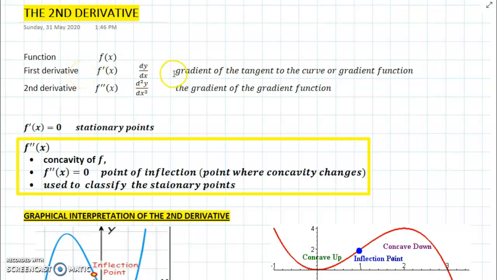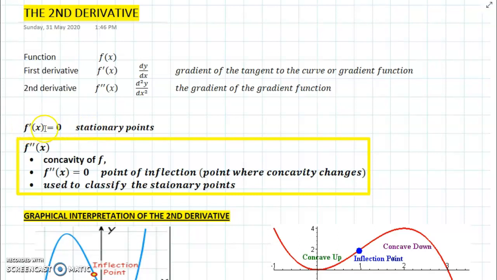It tells me about the gradient of the tangent to the curve, or we call it the gradient function. The second derivative is really the derivative of the derivative. So you can see there's the double dash over there, f double prime x, and we write d squared y over dx squared. That's just the notation that is used for the second derivative. Notice the d is squared, maybe that's for saying second derivative, and that you're differentiating with respect to x twice. So this is called the gradient of the gradient function.